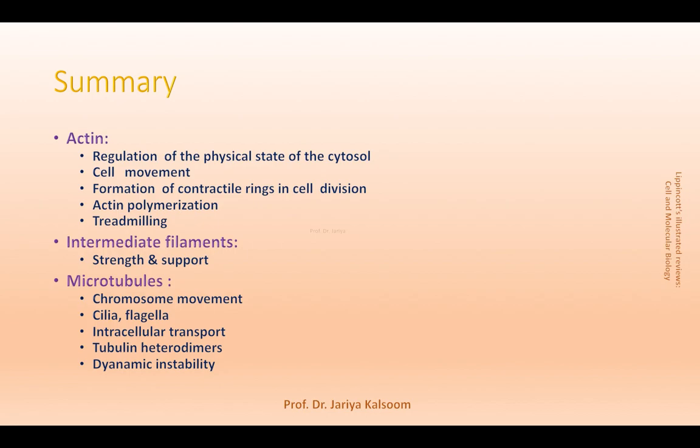Intermediate filaments are stable rope-like structures that provide strength and support. Microtubules are involved in chromosomal movements during nuclear division, in formation of cilia and flagella, and intracellular transport. Composed of tubulin heterodimers, microtubules have a dynamic instability and continue to assemble and disassemble according to the needs of the cell.